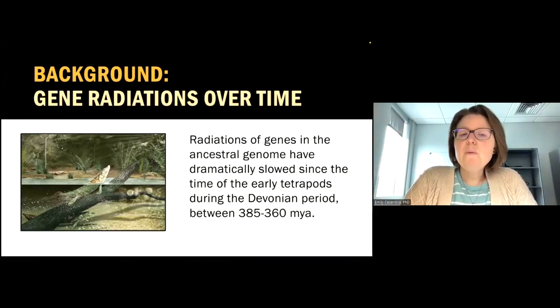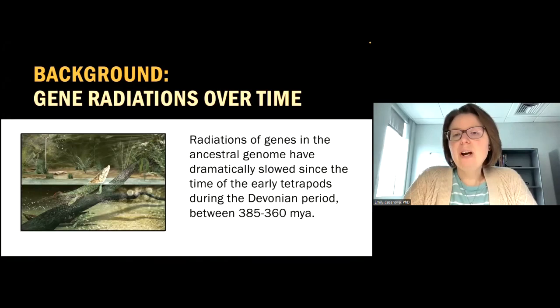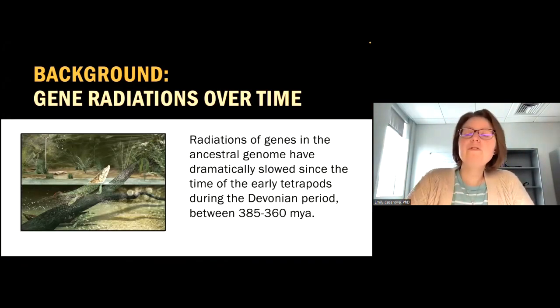And so one of the things in my work that we've found is that there have been large radiations of genes, large groups of genes have evolved. And that happened over a certain period of time, but then it seemed to have dramatically slowed by the time we get to some animals known as tetrapods.